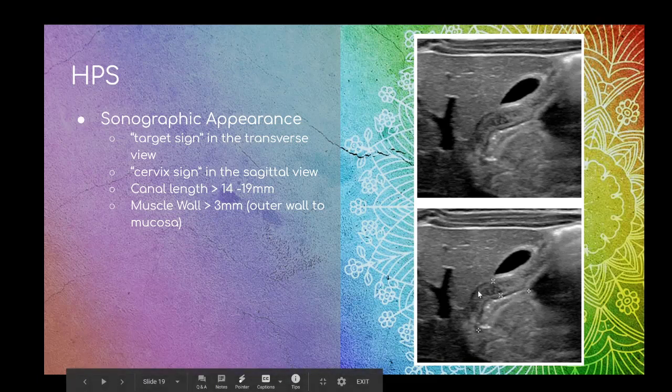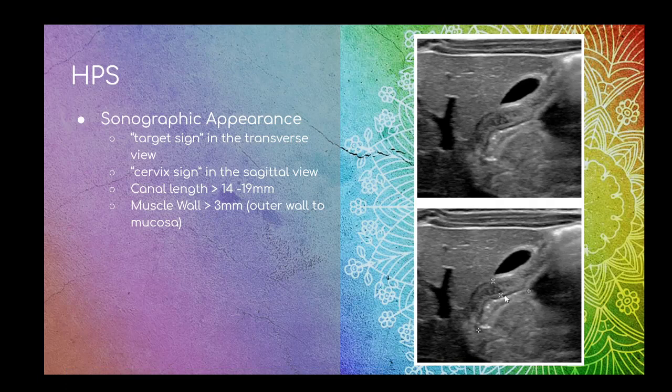When we turn transverse on this, it is going to look like a target sign again, so it'll be kind of this little donut looking thing right in the same area. And we want to measure the pylorus. So we're going to measure the wall, and we're going to measure the length of the canal. And one of the ways that you can remember this is we're looking for pi. So the canal should be less than about 14 millimeters.